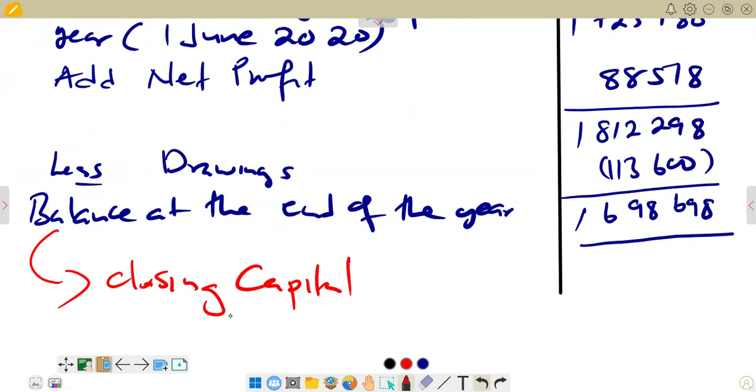So remember the other name that we give to capital. You can substitute the word capital with equity. They mean the same thing, so don't confuse the two. When you say capital, you can also say equity.